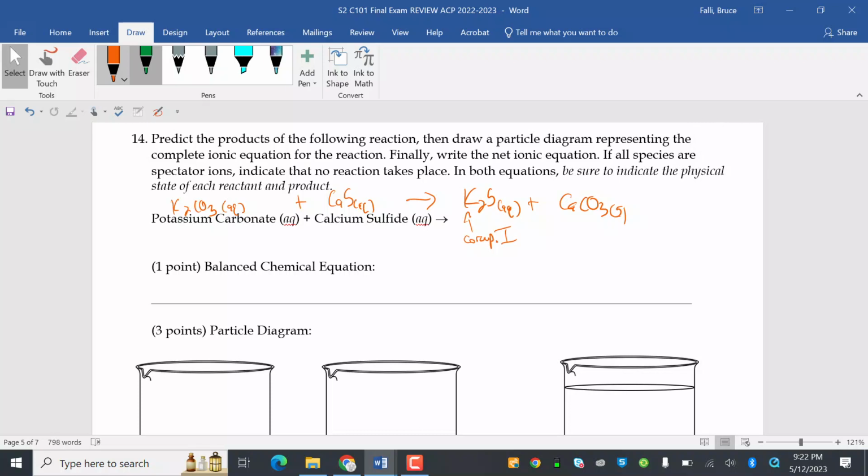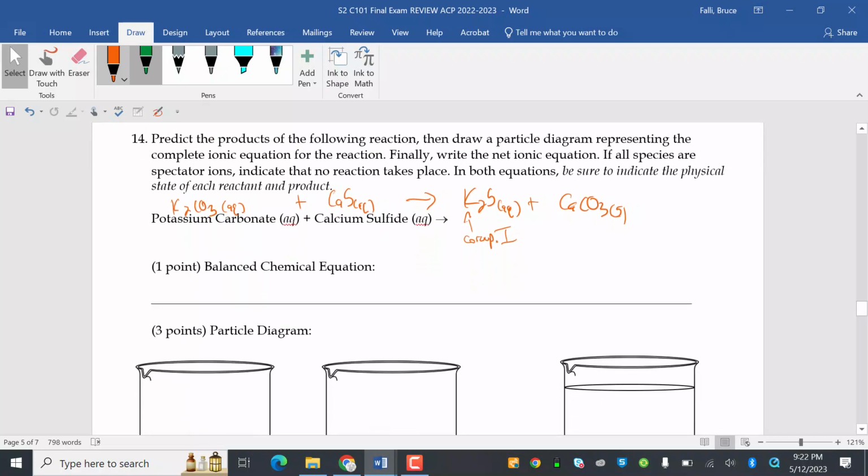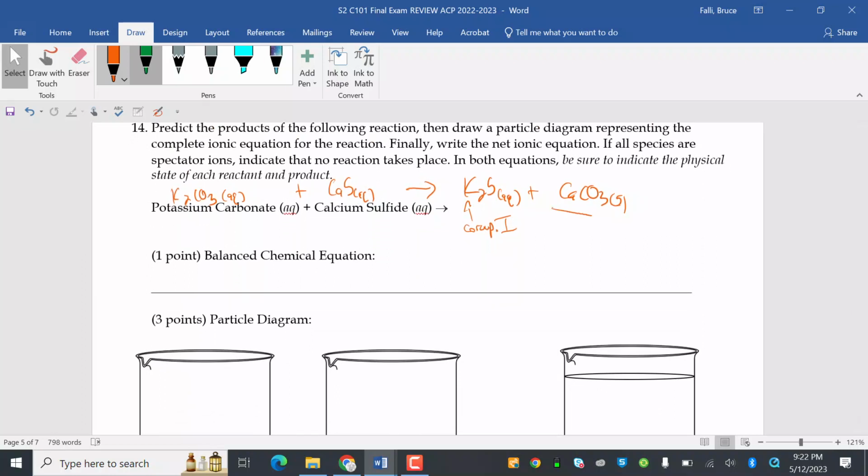Use your solubility rules. So predict the products of the following reaction, then draw the particle diagram representing the complete ionic equation for the reaction. Finally, write the net ionic equation. So when you write the net ionic equation, you write your product, your precipitate first, CaCO3 solid. And then you just include what makes it. What makes it? Calcium plus 2, and I need carbonate. Now, I don't require people to put aqueous on mine because anything with a charge is aqueous, or in the core of the sun. So there you go.